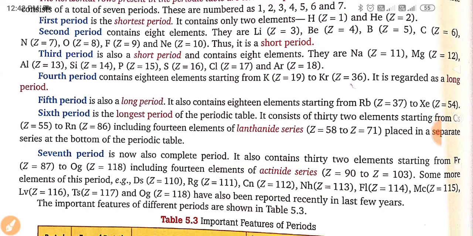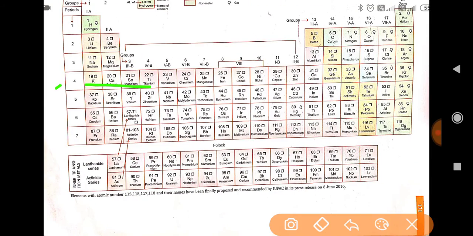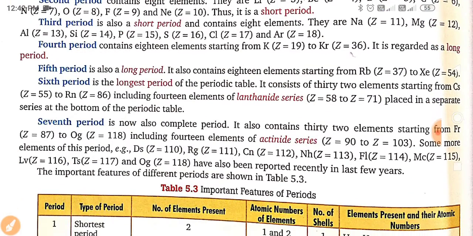Here are 18 elements in the fourth period. If you see in the periodic table, these 18 elements are there: potassium, calcium, scandium, titanium, vanadium, chromium, manganese, iron, cobalt, nickel, copper, zinc, gallium, germanium, arsenic, selenium, bromine and krypton. So these are the 18 elements found in the fourth period, and the fifth period also contains 18 elements, from rubidium to xenon. You can see this in the periodic table also.